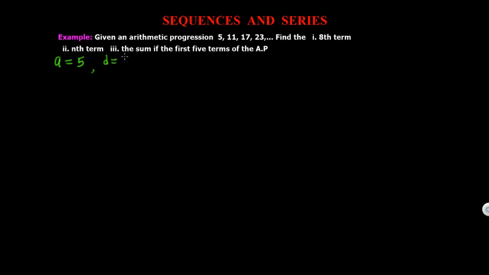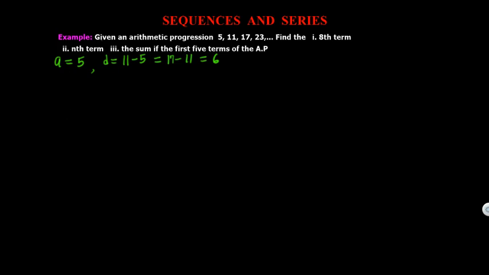So here we can say 11 minus 5. What would this give us? Whatever it gives us must also be the same as what 17 minus 11 will give us. If we look clearly at that, that's 6. So we can say the common difference is 6.